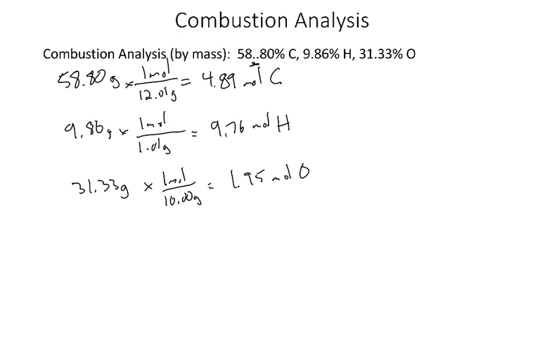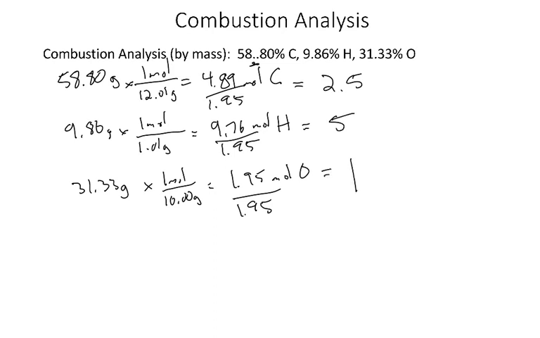All right, the next thing we do is divide each one of these numbers by the smallest one so we can get the relative moles of each atom. So if I divide them all by 1.95, then I get 2.5 for the carbon, 5 for the hydrogen, and 1 for the oxygen. Now, of course, I can't have half of a carbon atom. I guess I could have half a mole. So I want to multiply all of these by 2. And so my empirical formula is going to be C5H10O2.